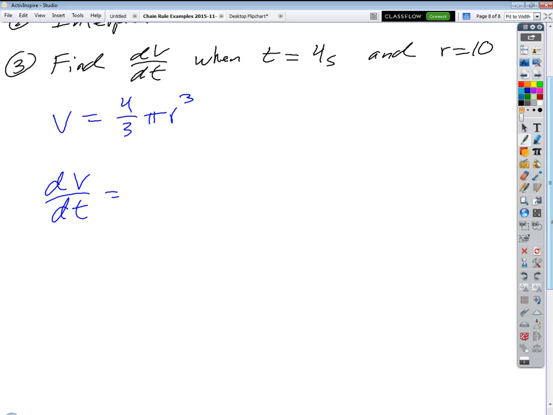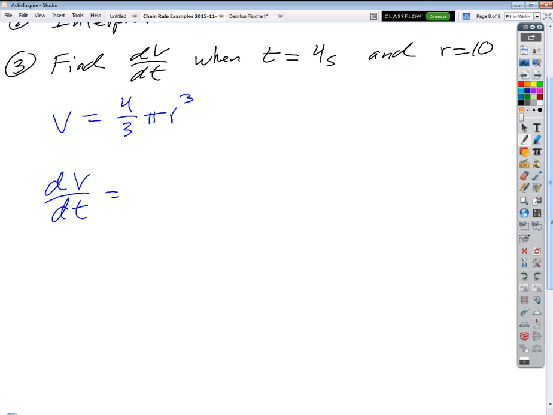How many layers are there? There are two, aren't there? Because I've got the derivative of something cubed, and then when I pull away my hand and see what's behind it, it's an r, it's not a t. So dr/dt is another link in the chain, isn't it?